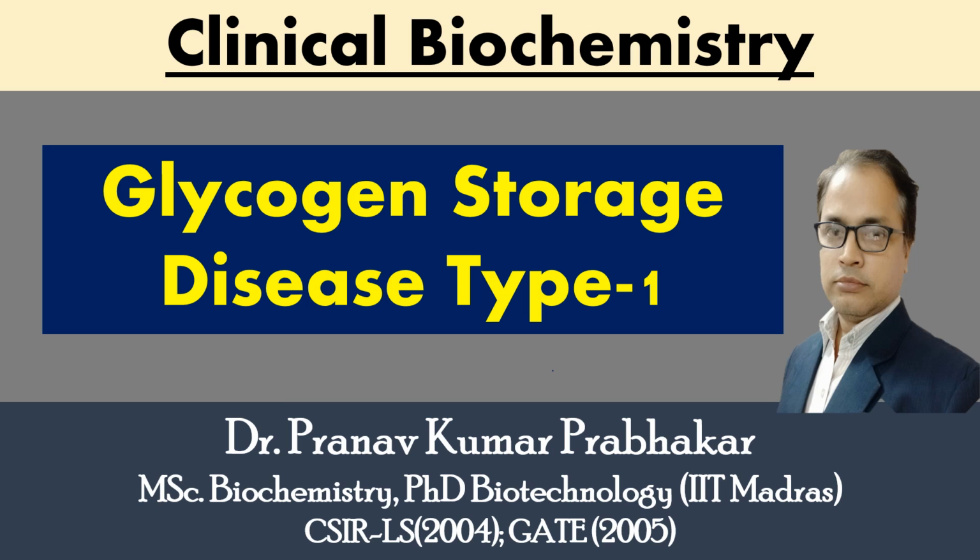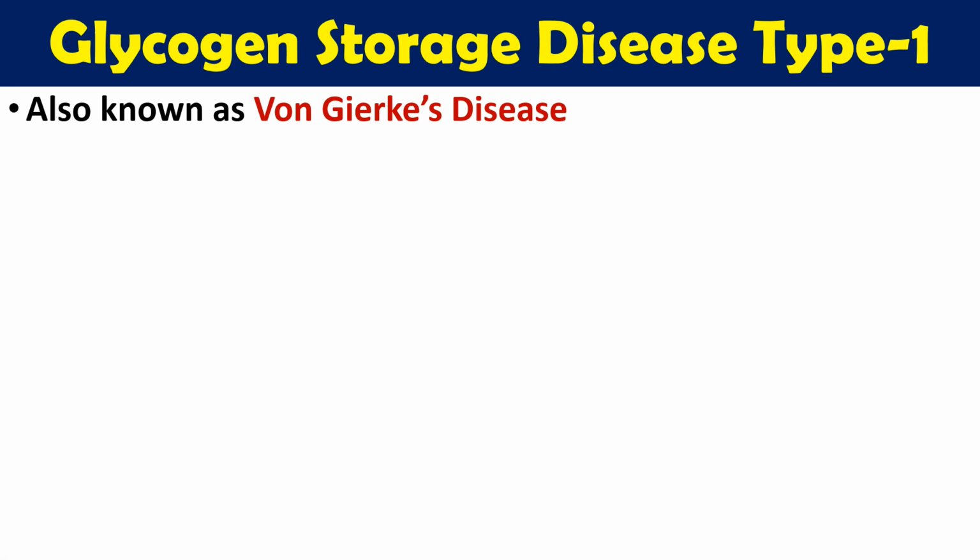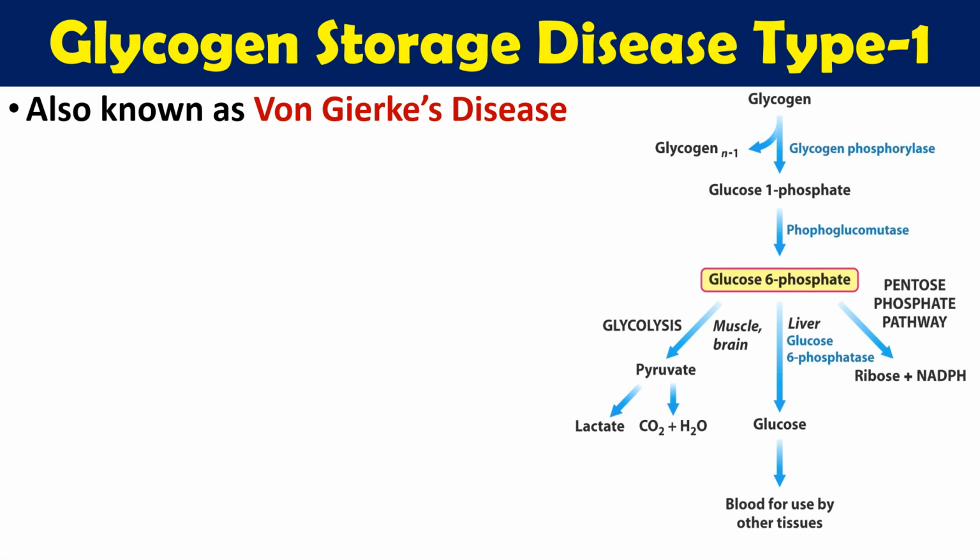Today we are going to talk about glycogen storage disease type 1. This glycogen storage disease type 1 is also known as von Gierke disease, and this is the normal metabolic process of glycogen. Here we can see glycogen is first going to be metabolized, so glucose is removed from the glycogen by the enzyme glycogen phosphorylase, and it releases glucose in the form of glucose 1 phosphate.